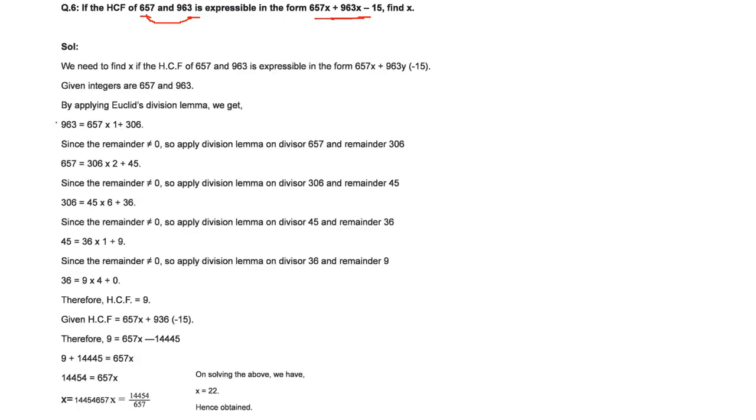Same thing: if the HCF of these two numbers is expressible in the form of this, we have to find x. So we'll find the HCF of 657 and 963 using the division lemma, and then we just equate it with this expression. I hope you'll be able to find it by this method. 9 will be your HCF, so you just have to equate 9 with 657x plus 963 into 15, and solve for x. This is the solution. x will be 22.